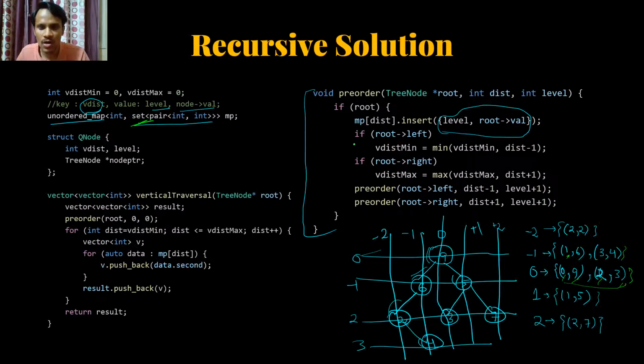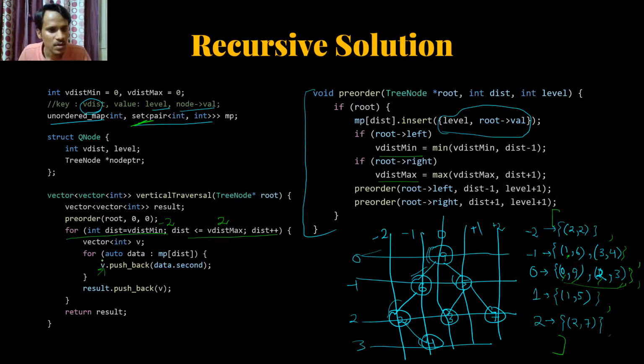And while doing this pre-order traversal, we will also store the minimum vertical distance and maximum vertical distance. These two are used to run the for loop over the distances and give a result in a vector. So the minimum vertical distance is -2 and the maximum vertical distance is +2 in this example. So the loop runs from -2 to +2. We have to return a vector of vectors, right? So these are all vectors.